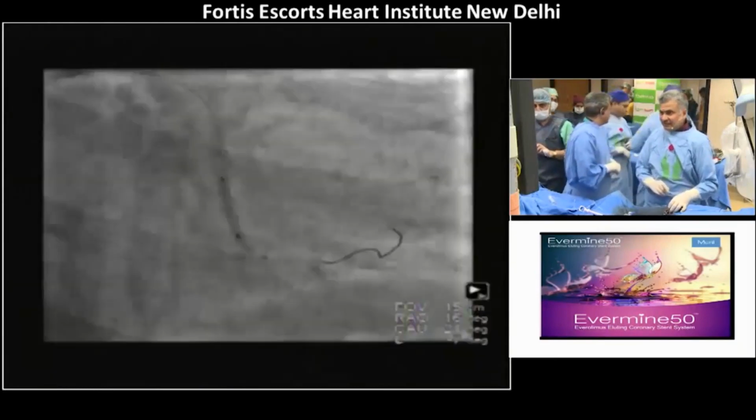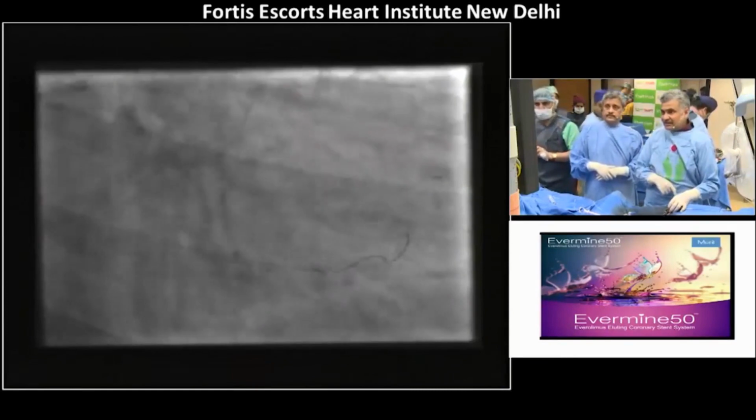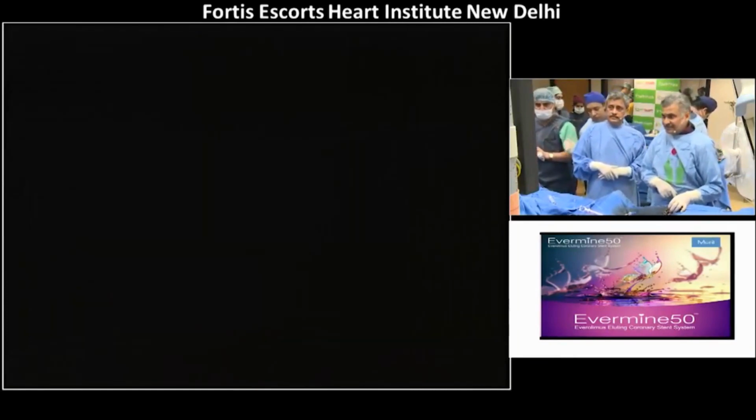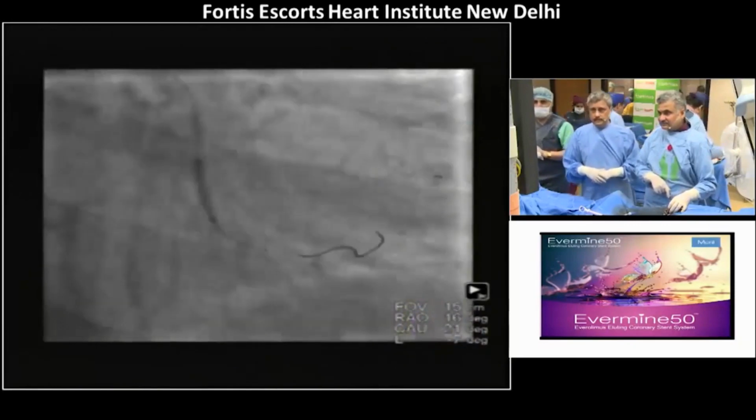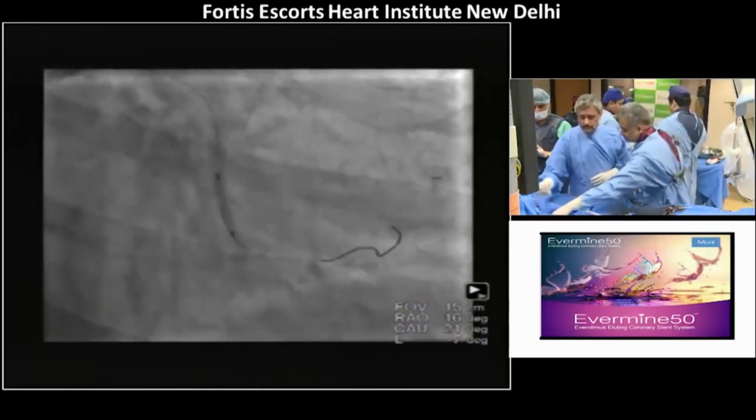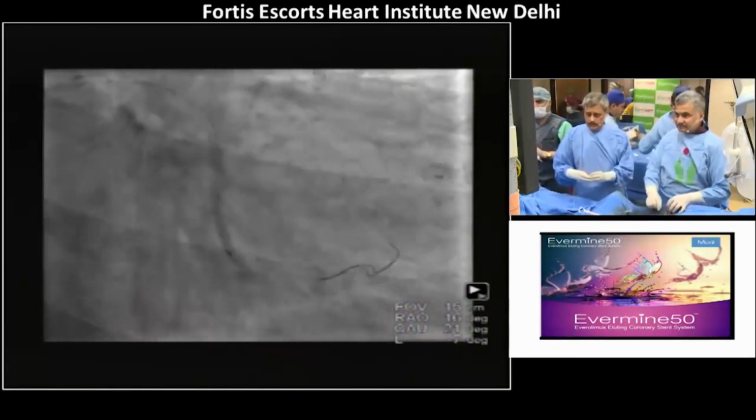2.5. See the area in the middle where the previous stent is? Still, I'll show you again the cine. Right? Deflate, please.